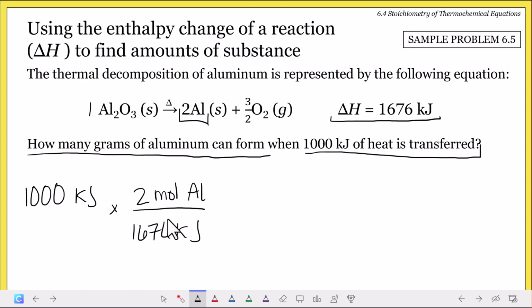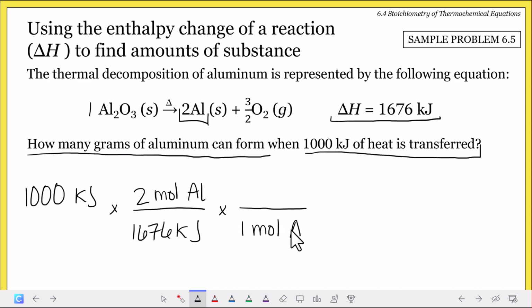Okay, so this is how we derive this conversion factor here. We use our balanced equation and the delta H value that's provided to us. So if we were to stop here, we would see our kilojoules cancel out, and we would figure out how many moles of aluminum were formed. But it's asking us how many grams of aluminum can form. So we're going to have one more conversion factor here, using our molar mass of aluminum.